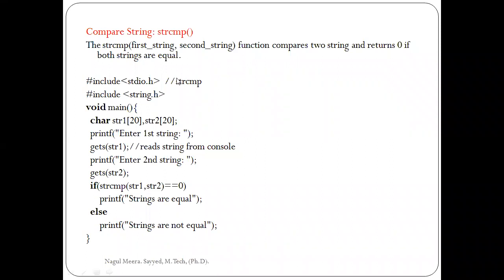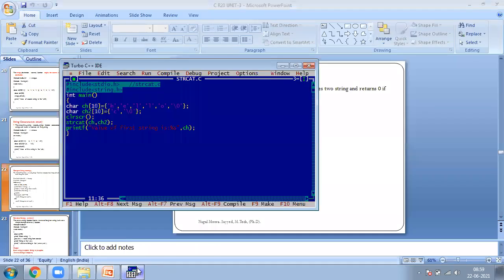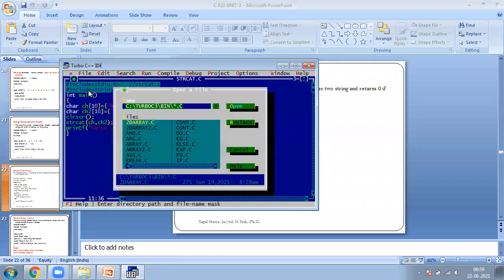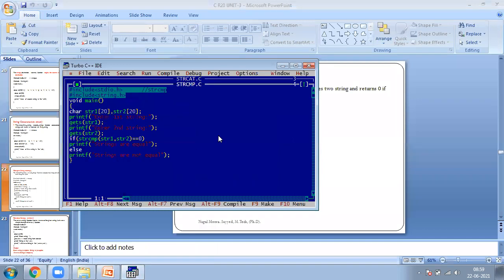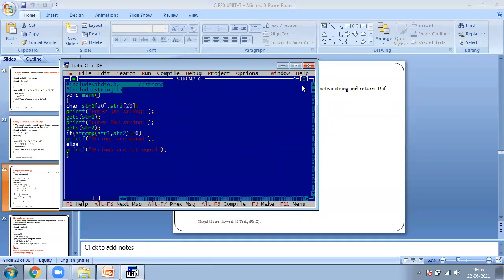Now my program name is strcmp. Now execute this one and observe what happens. Open strcmp. This is my strcmp program. There are two empty strings, str1 and str2. I am reading some text into str1 using gets, and some text into str2 using the gets function.